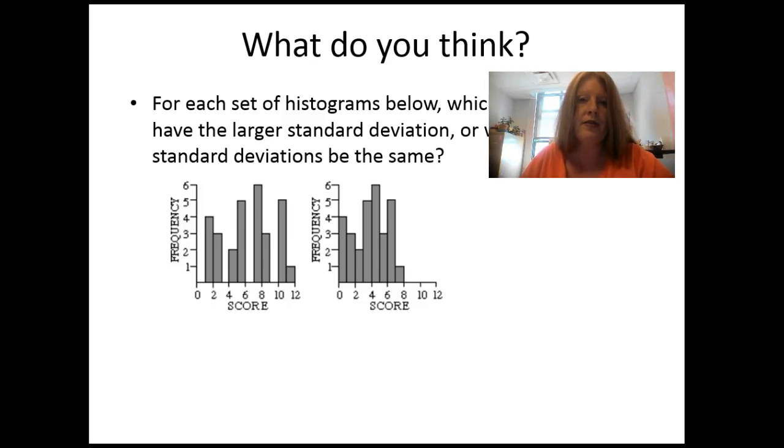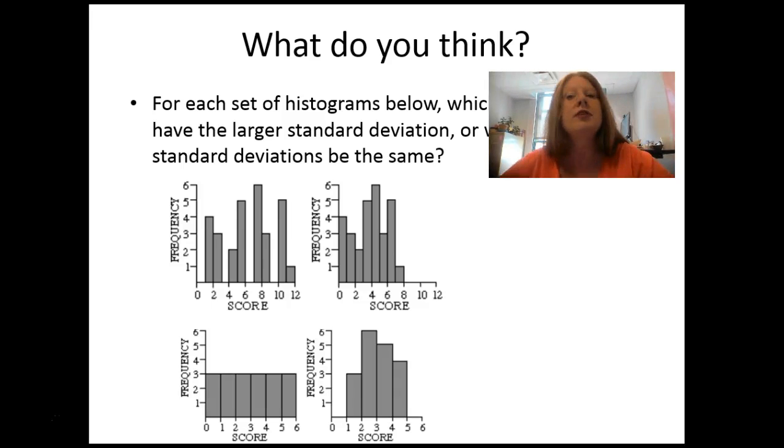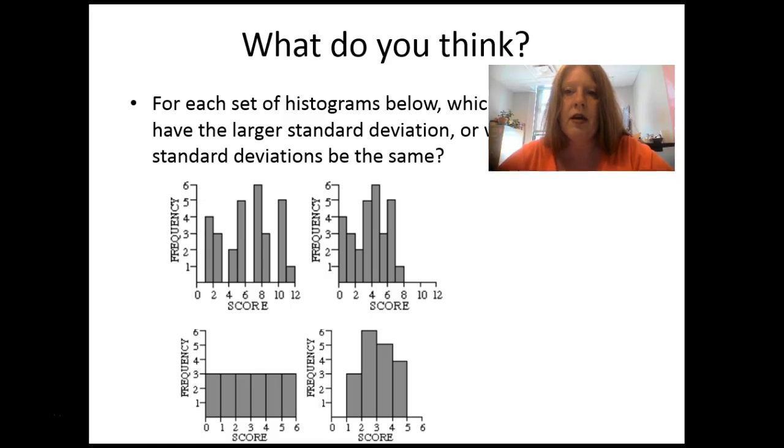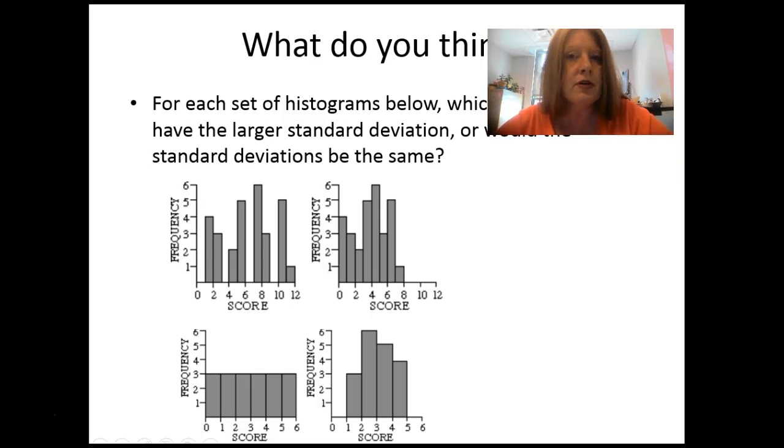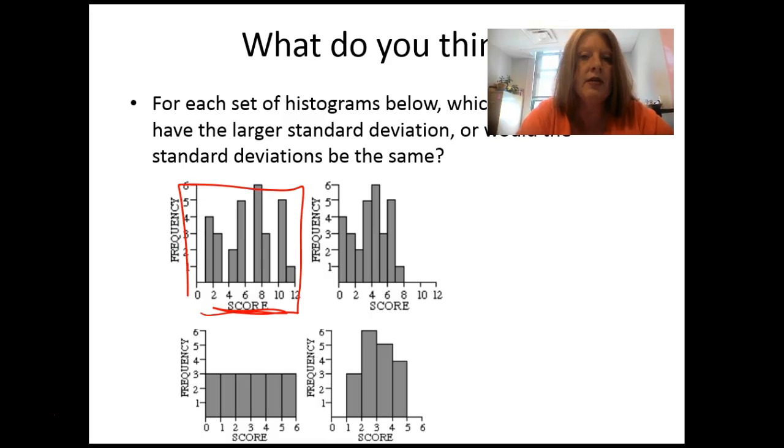So what do you think about these histograms? Which of these do you think might have a larger standard deviation? Or would the standard deviations be the same? So what are you thinking here? I'm hoping that with this first set, you're again thinking that this distribution would have a larger standard deviation compared to this second one. And why would that be?